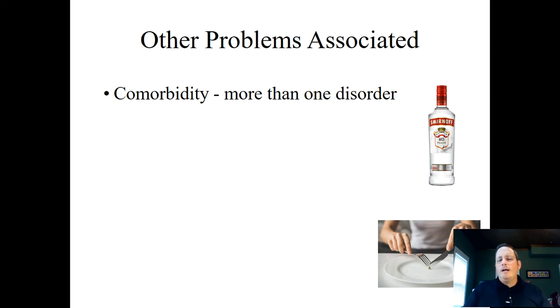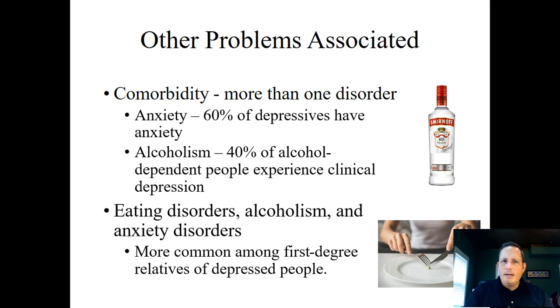So as far as other problems, in addition to those symptoms that we see with mood disorders, you do have high levels of comorbidity. And I already talked about one, and that is anxiety. So 60% of depressed people also have anxiety issues. And whether the anxiety or depression comes first, usually I find that the anxiety tends to come first, and then people become depressed because the anxiety isolates them or they have other issues.